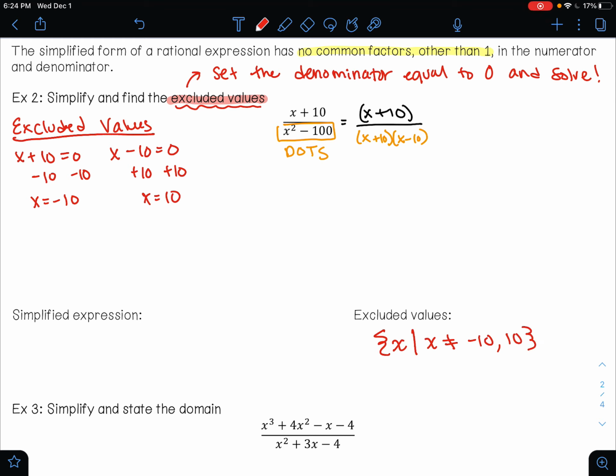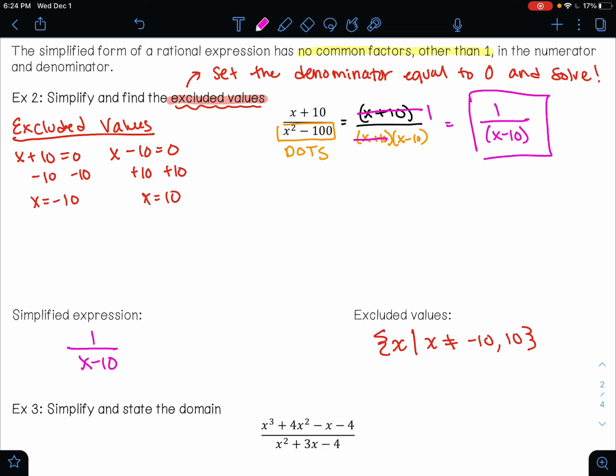Now that I know what my excluded values are, I can go ahead and continue on with the problem. We have factored everything completely, and so now I'm looking for common factors in my numerator and denominator that I can eliminate because they're equivalent to 1. Well, x plus 10 has a common factor with x plus 10. X plus 10 divided by x plus 10 is 1. So that's going to leave me with 1 over x minus 10 in my denominator. That is my simplified expression. That is my answer.